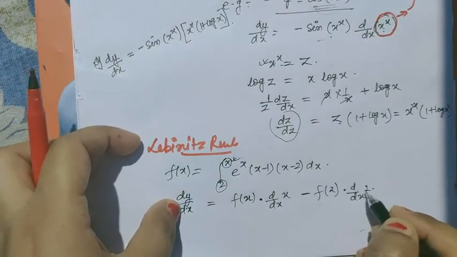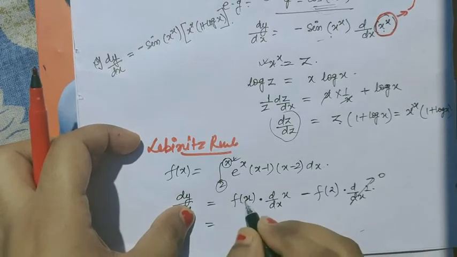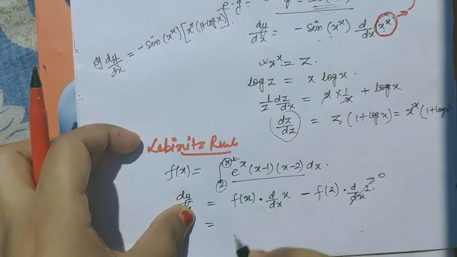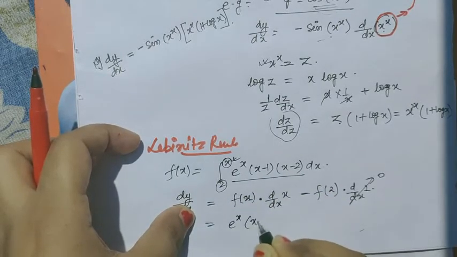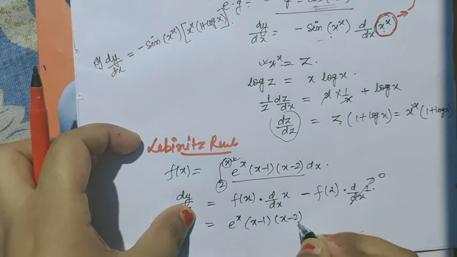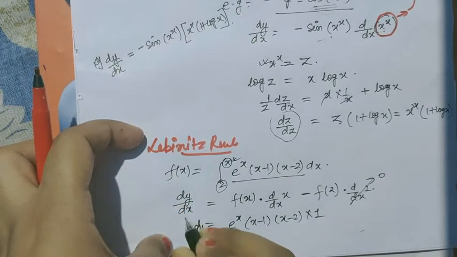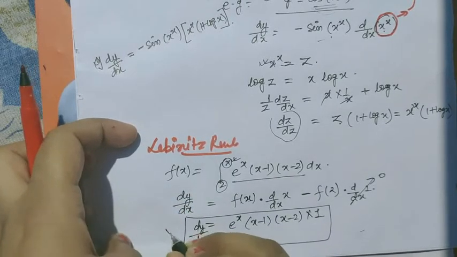So differentiation of constant is nothing but 0. This whole term will be 0, and f of x will be only this, e raised to power x, x minus 1, x minus 2, and differentiation of x is 1. So this is our final result.